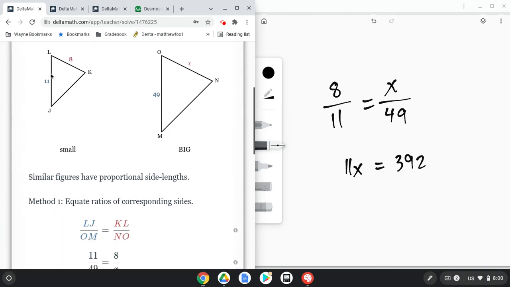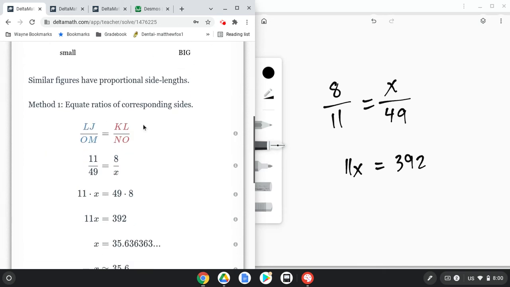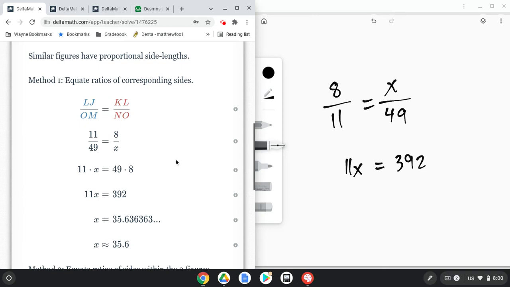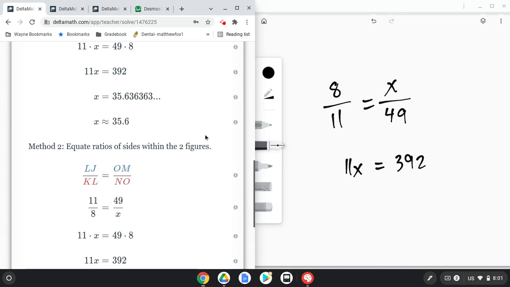As you can see, there's a small figure and a big figure. You just have to have something in common as we set it up. You can see they set theirs up slightly different. They matched up the sides. They have 11 over 49 and 8 over x, where we did 8 over 11, x over 49. But they get the same thing because when you cross multiply, it all works out. So there's not necessarily one exact way you have to do this. You just need to make sure you are consistent.